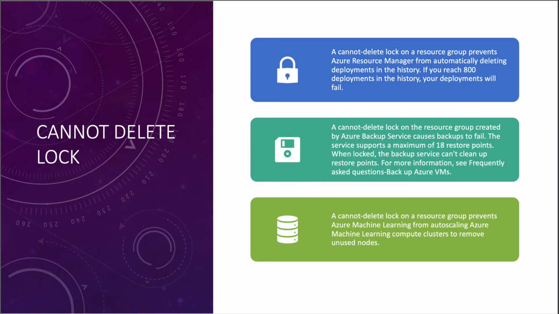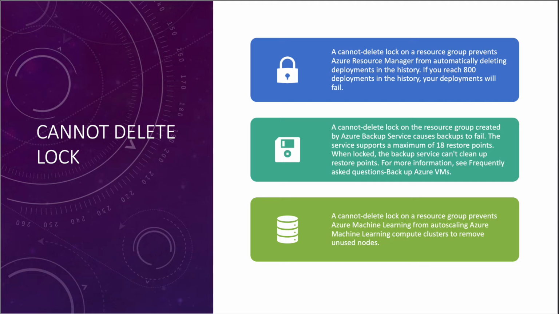A cannot-delete lock on a resource prevents Azure Resource Manager from automatically deleting deployments in the history. So if you reach 800 deployments in your history, any subsequent deployments will fail. There's your hard limit of 800. A cannot-delete lock on a resource group created by Azure Backup causes backups to fail. The service supports a maximum of 18 restore points, so when locked, you can't clean anything up to make more restore points.